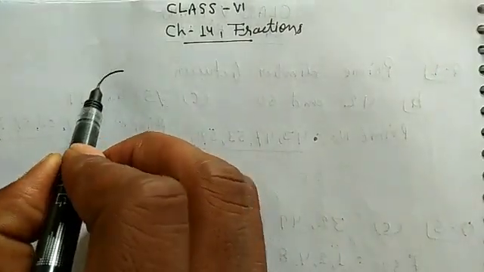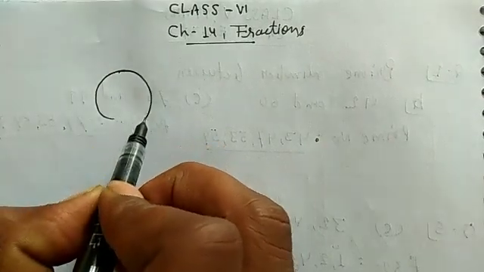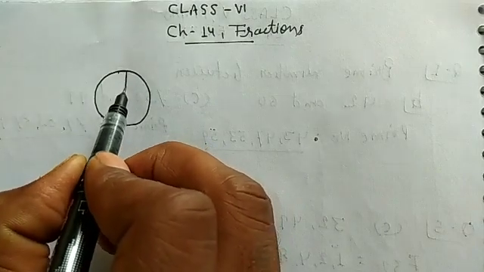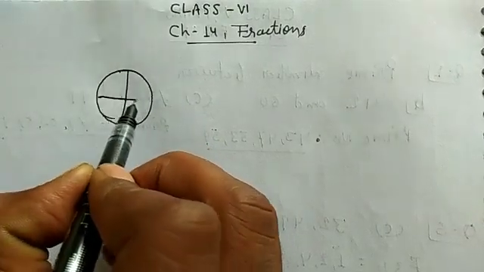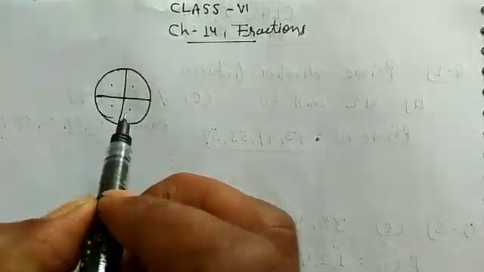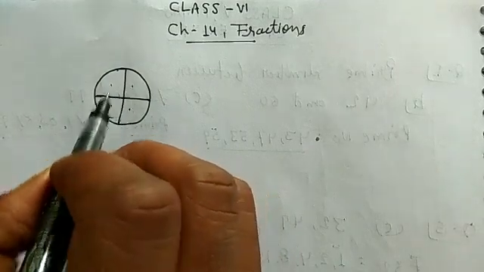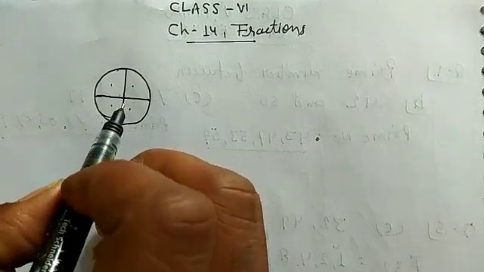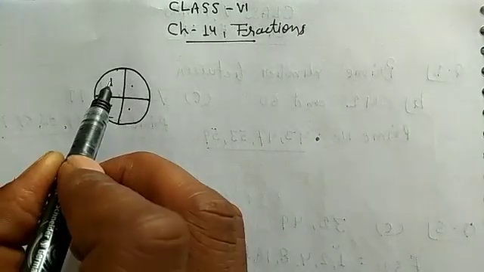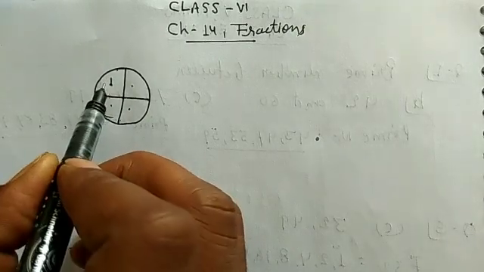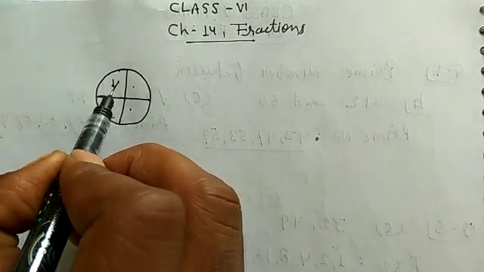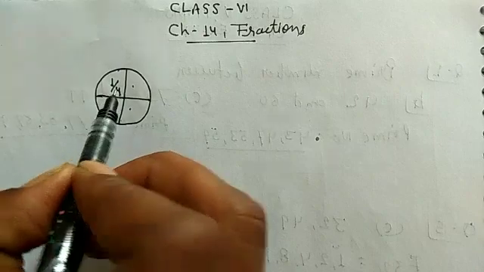Suppose that this is a circle. If we divide this circle into 4 equal parts, and out of these 4 parts we have to represent any one part, suppose this part, how can we represent this? This part is one part out of these 4 parts. So this is part 1 out of 4.